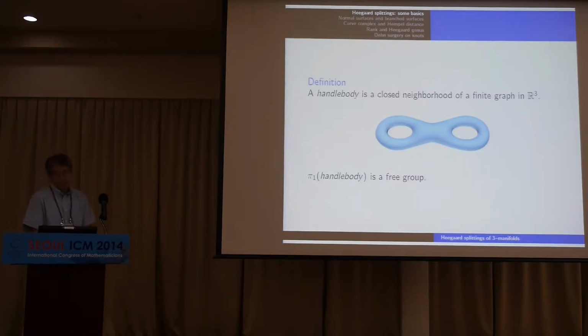So, handle bodies. The Heegaard splitting is basically splitting into handle bodies. A handle body is a three-manifold with boundary, and you can view this as a neighborhood of a finite graph in three-dimensional Euclidean space. You take a finite graph, you thicken it a little bit, so that you get a three-manifold with boundary. So that's a handle body. And the fundamental group of a handle body is a free group.